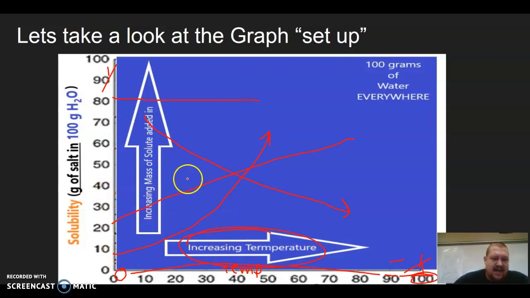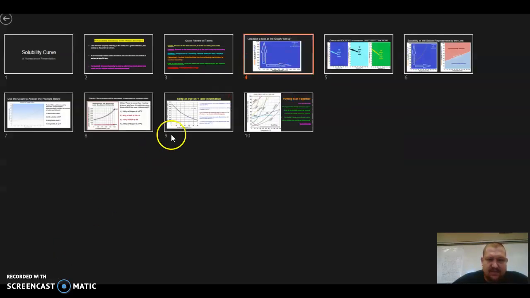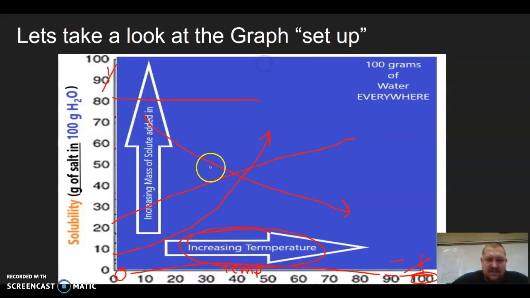Now, as we increase temperature, we have the solubility over here. As we change temperature, something could happen to the solubility. If our line moves up, this means we are going to increase solubility. If my line moves down, we're going to decrease solubility as the temperature changes.